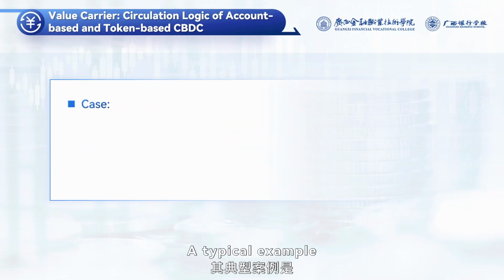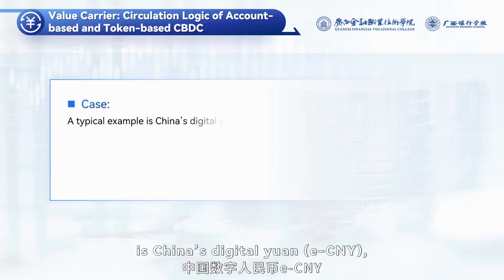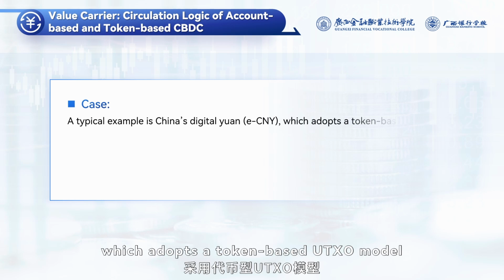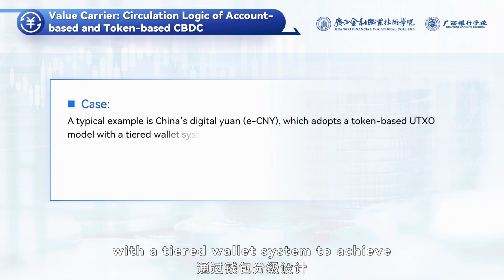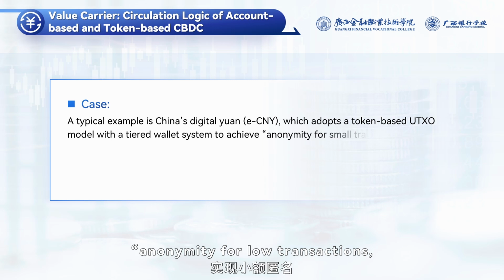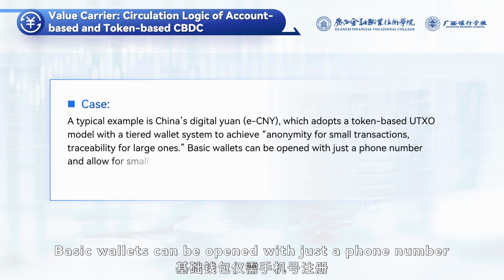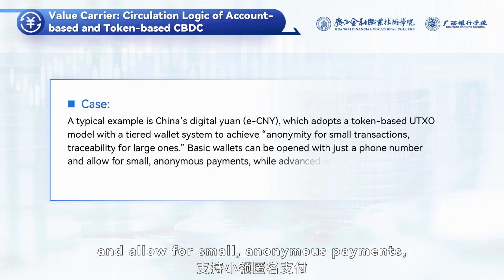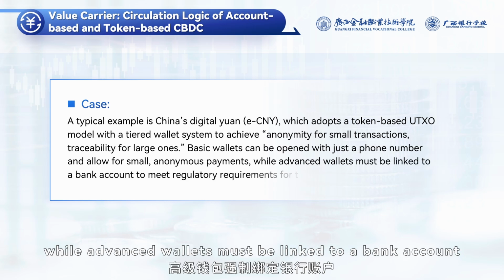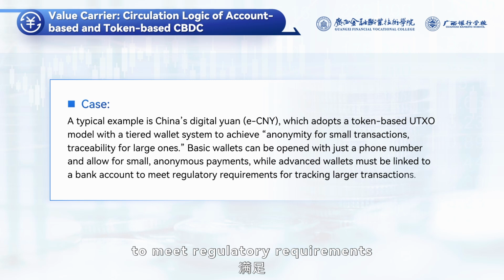A typical example is China's digital yuan, which adopts a token-based UTXO model with a tiered wallet system to achieve anonymity for low transactions, traceability for high ones. Basic wallets can be opened with just a phone number and allow for small, anonymous payments, while advanced wallets must be linked to a bank account to meet regulatory requirements for tracking larger transactions.